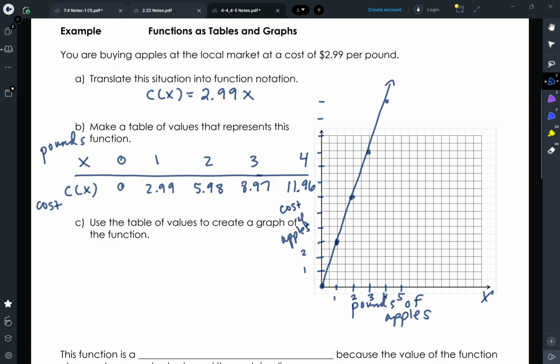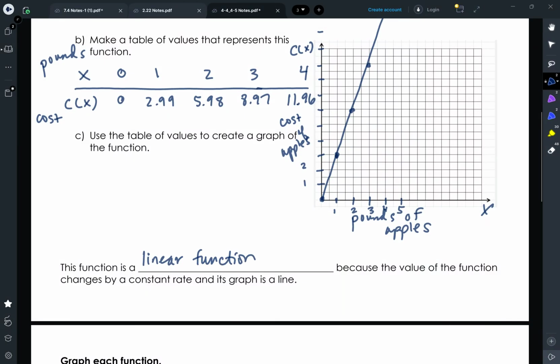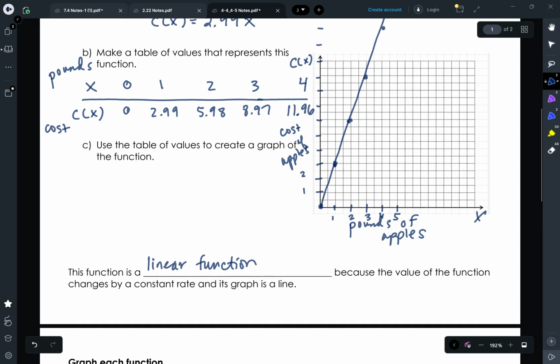I can buy 1.5 pounds of apples. I could buy 2.4 pounds of apples, right? So this is a linear function, because the value of the function changes by a constant rate. That's my slope, that's the $2.99, and the graph is a line.